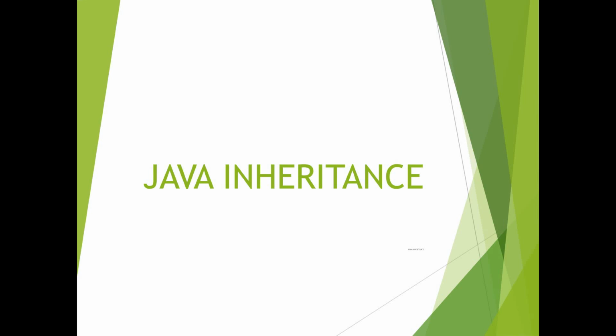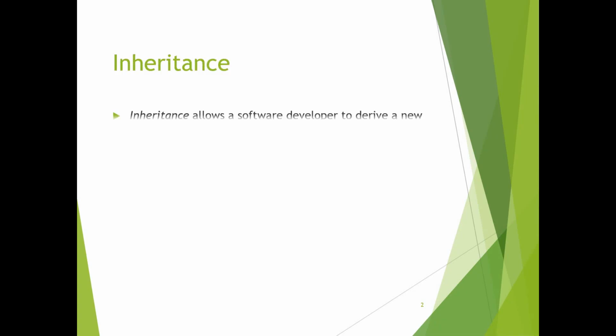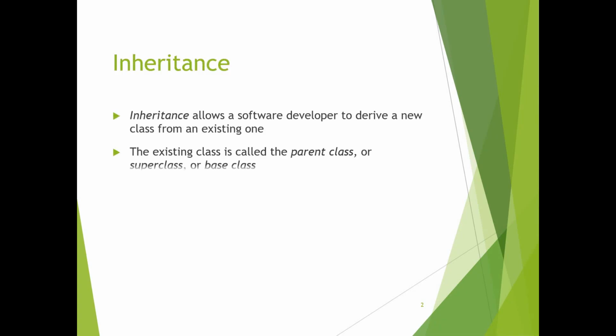In this video, I will discuss Java inheritance. So what is Java inheritance? Inheritance allows the software developer to derive a new class from an existing one. The existing class is also called the parent class, super class, or base class. The derived class is also called a child class or subclass.